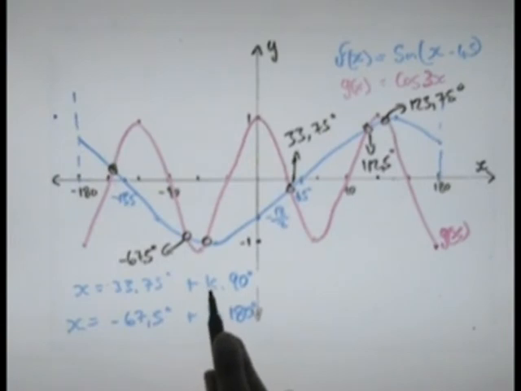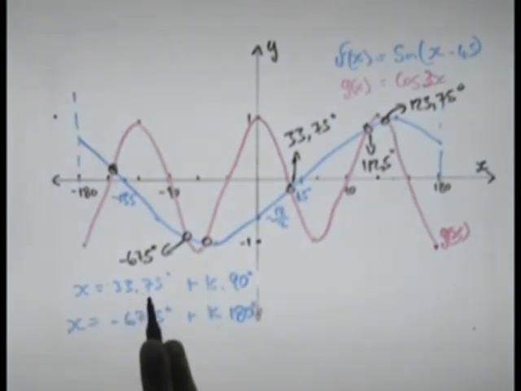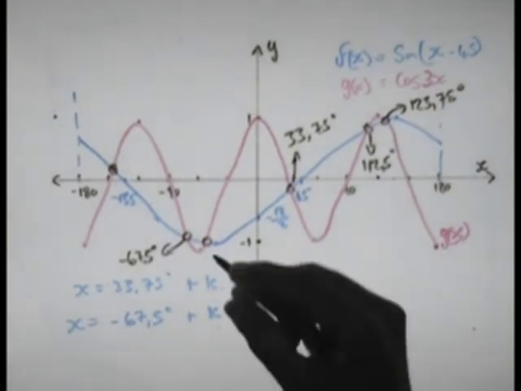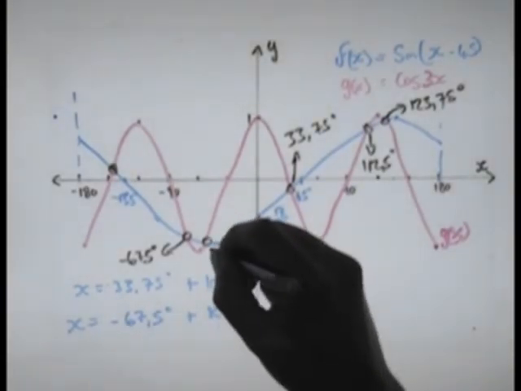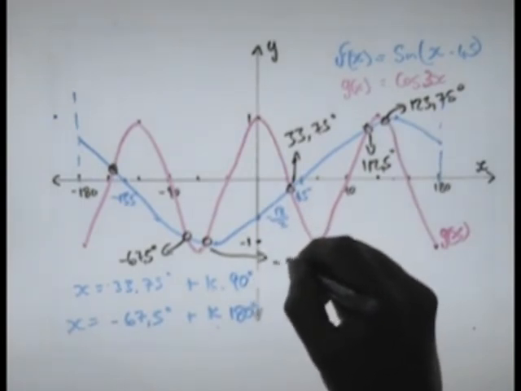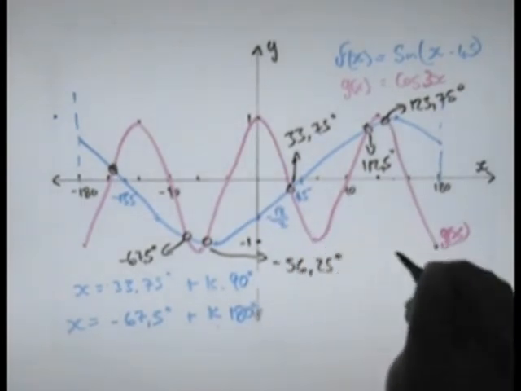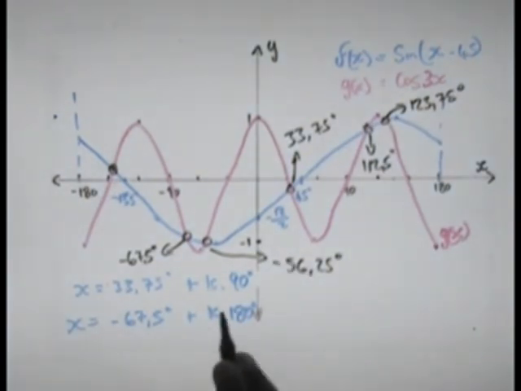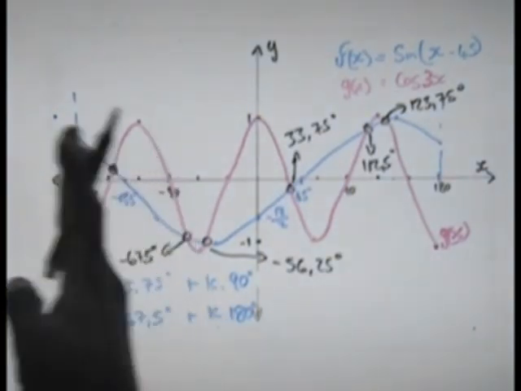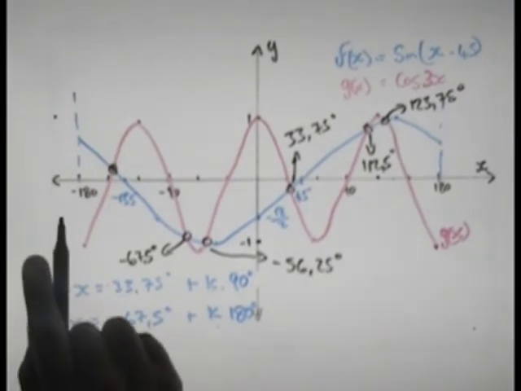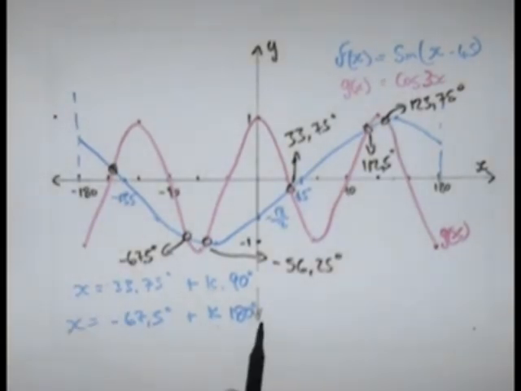When k is equal to negative 1, this is going to be 33.75 degrees minus 90 degrees, which is equal to negative 56.25 degrees. So that is the point negative 56.25 degrees. That's when k is equal to negative 1 over there. When k is equal to negative 1 over here, this is going to be negative 67.5 degrees minus 180 degrees, which is going to take us past negative 180, so we are not interested in that.